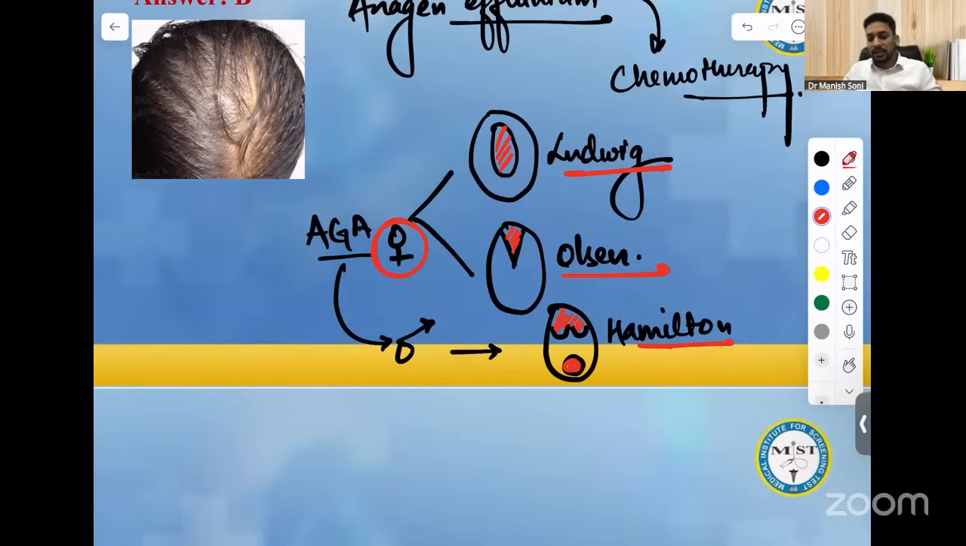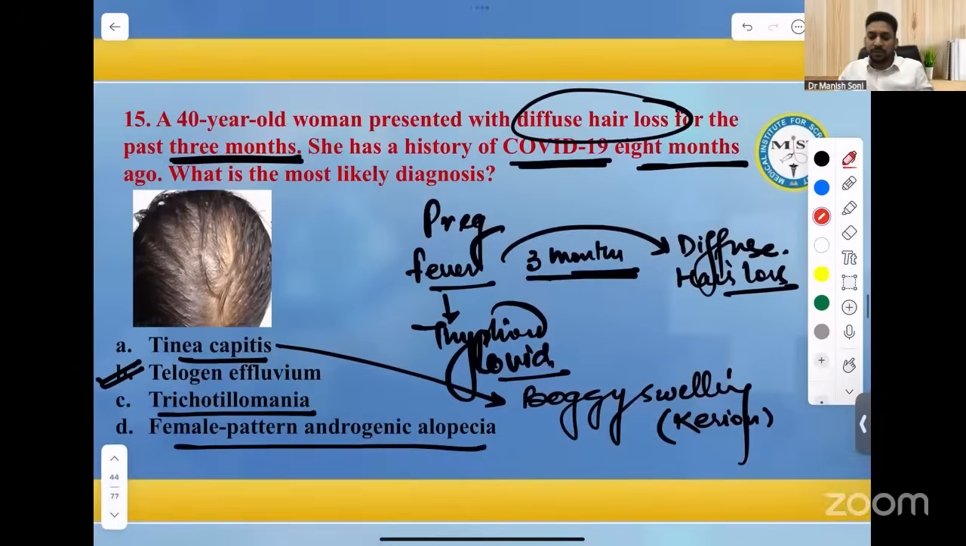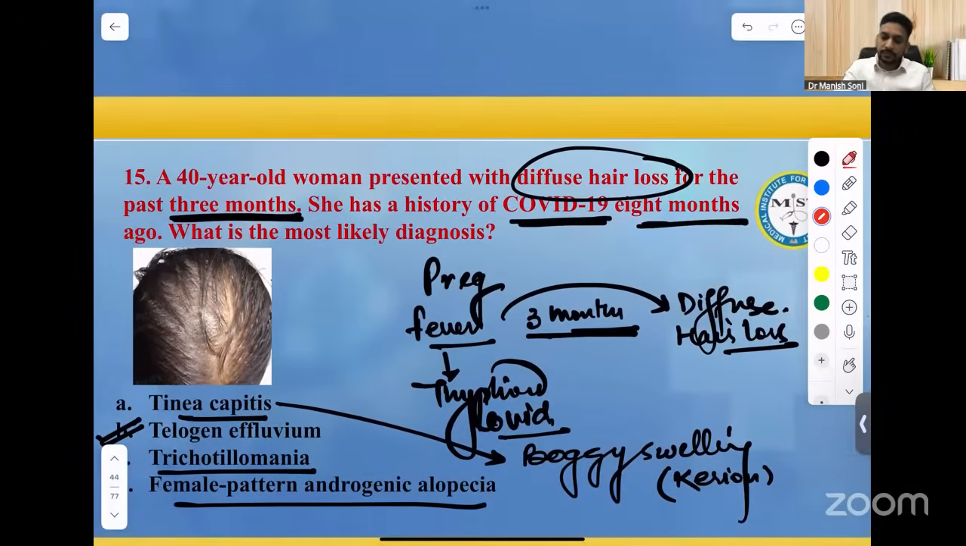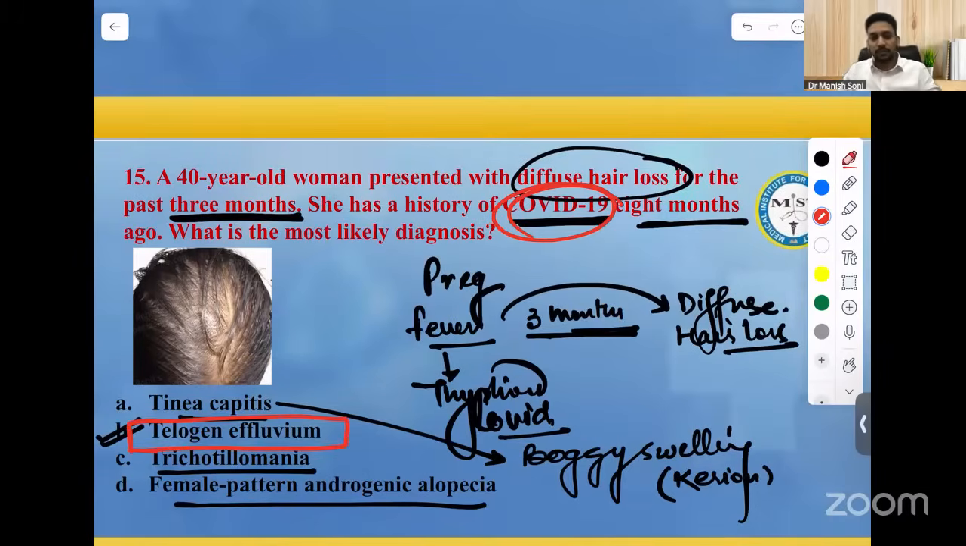So here there is no role of fever, but because fever is mentioned here, the answer is not female pattern. It is telogen effluvium.